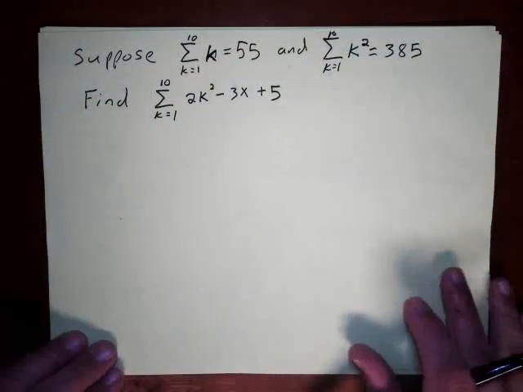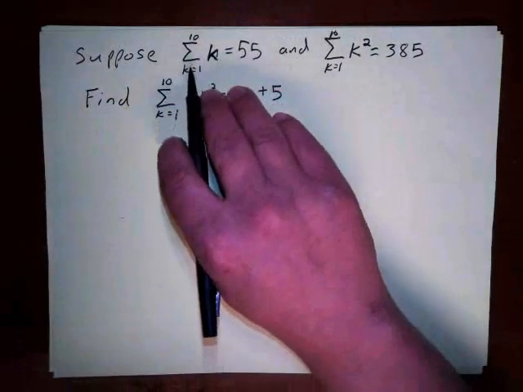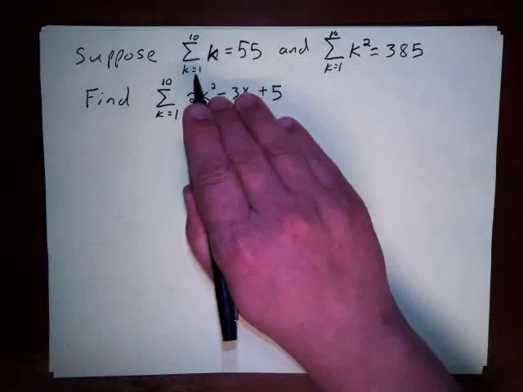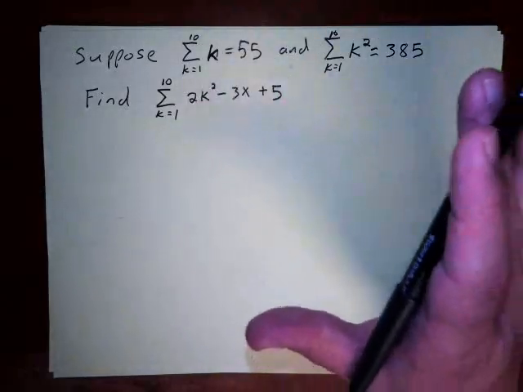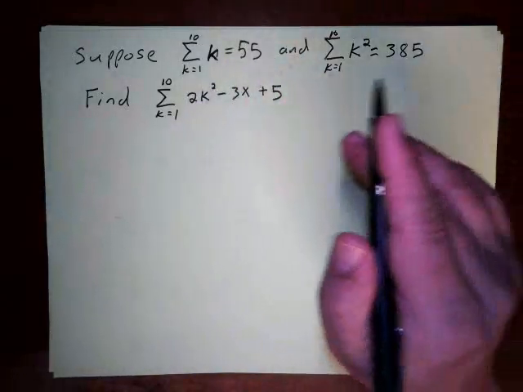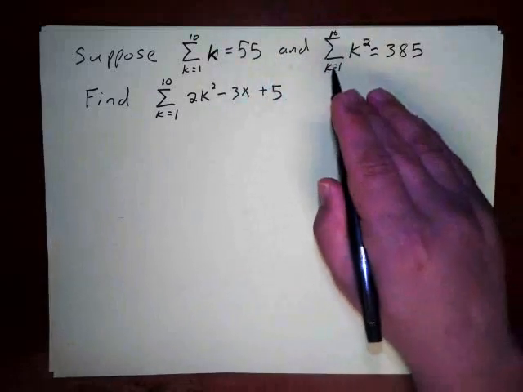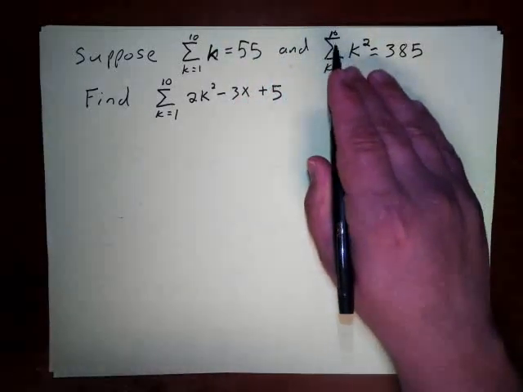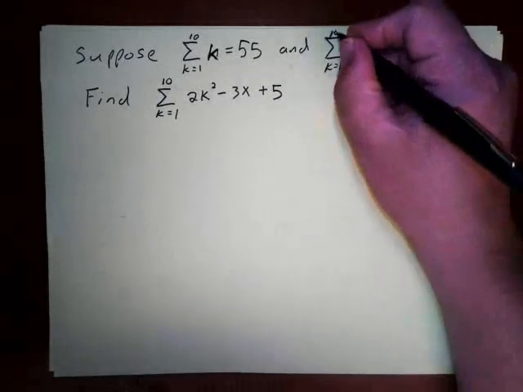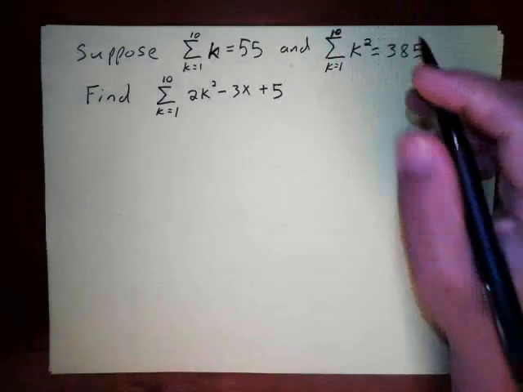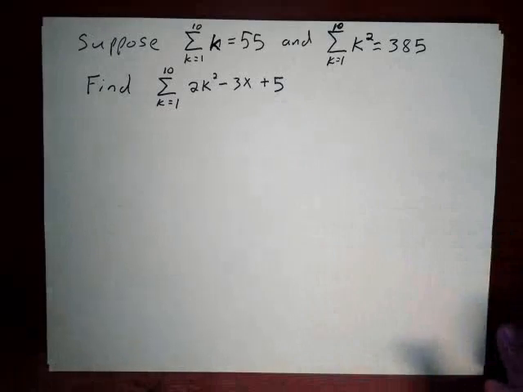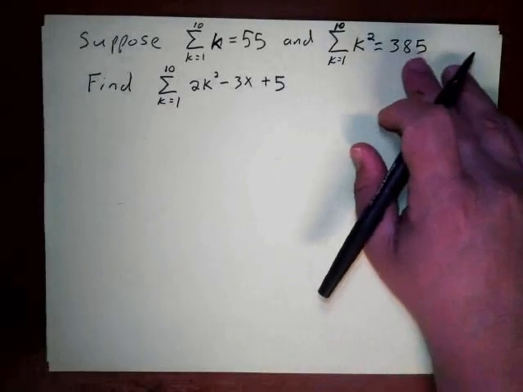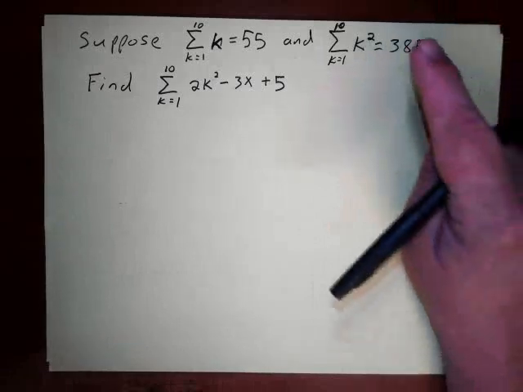Okay, so let me show you what I mean here. Let's say the sum from k equals 1 to 10 of k is 55, and it actually is. You can add 1 plus 2 plus 3 on up to 10, and you will get 55. And then the sum of k equals 1 to 10 of k squared, so this is 1 squared plus 2 squared plus 3 squared on up to 100, or 10 squared. Adding those up, you get 385, and that's actually what you'll get.